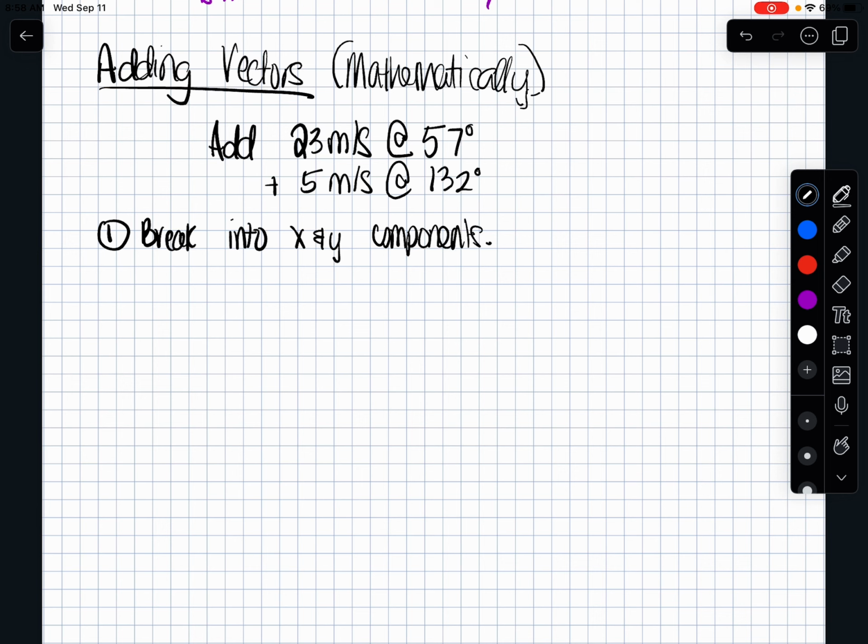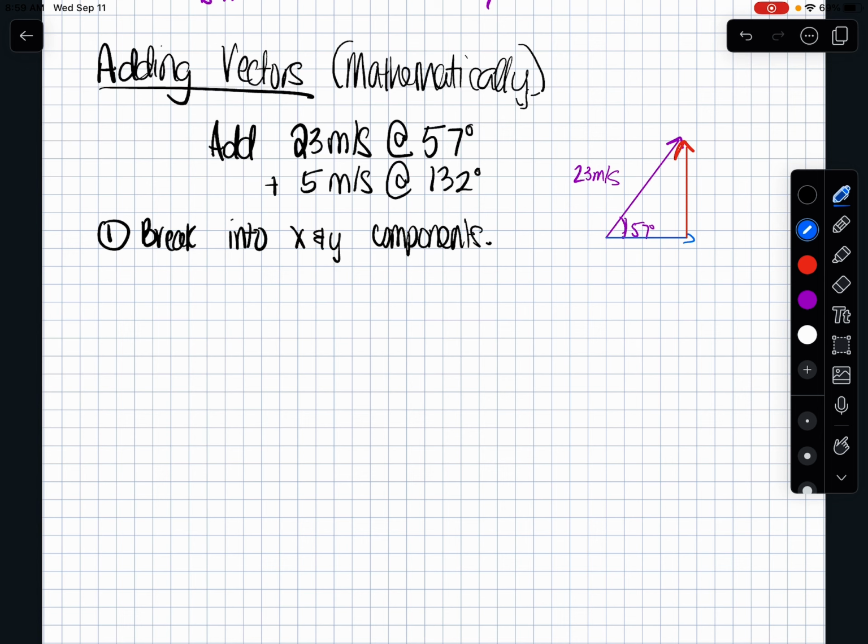Okay, so here's what I mean. Let's look at our first vector here. This vector is going off at an angle of 57 degrees, something vaguely like that. So it's 23 meters a second at an angle of 57 degrees. When I say break it up into our x and y components, I want to know how far over in the x direction does it go, and how far up in the y direction does it go.